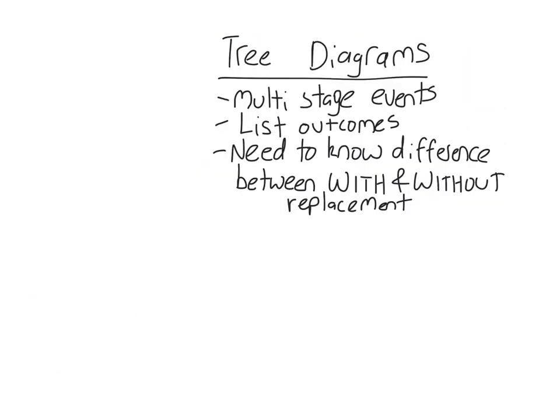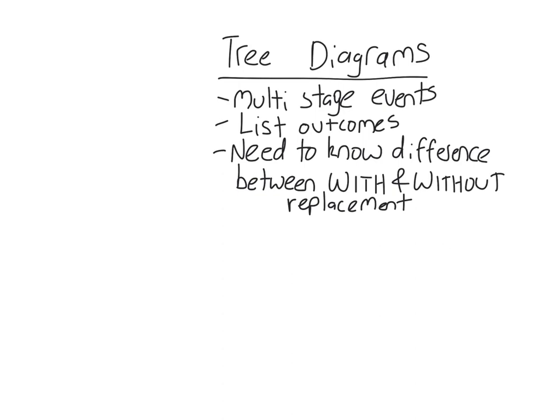So tree diagrams are just tools we have to list the possible outcomes of multi-stage events, and then we use them to help us in probability calculations. And I will go through the difference between with and without replacement. So what do we mean by multi-stage events?